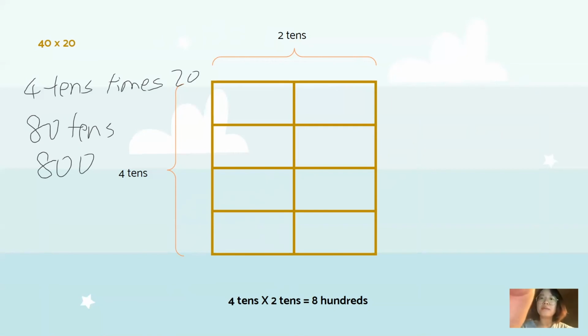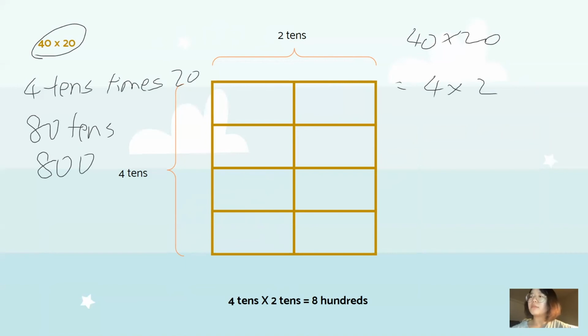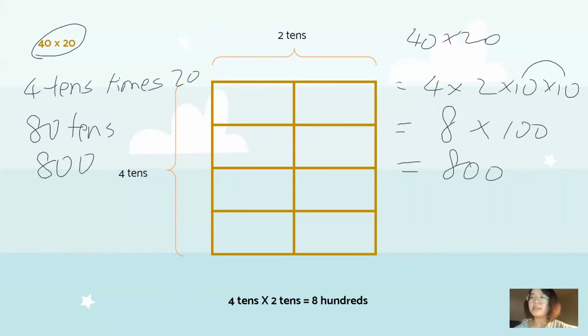So we can break this 40 times 20 because we know what is 4 times 2. And that leaves us another 10 times 10. So 4 times 2 is 8, and 10 times 10, that is 100. So our answer is 800.